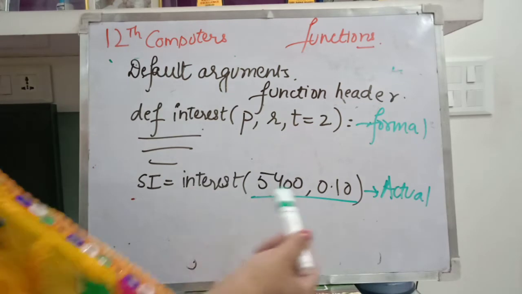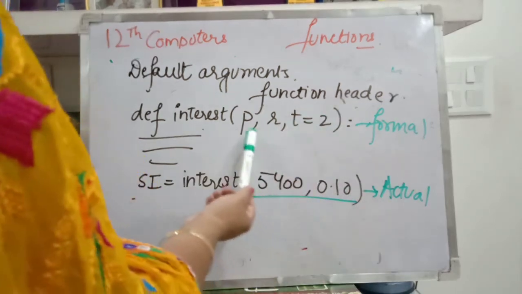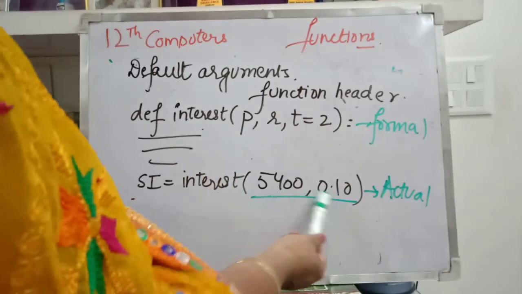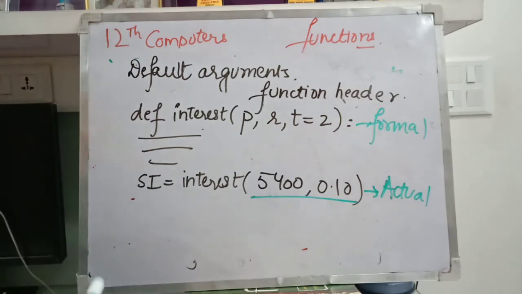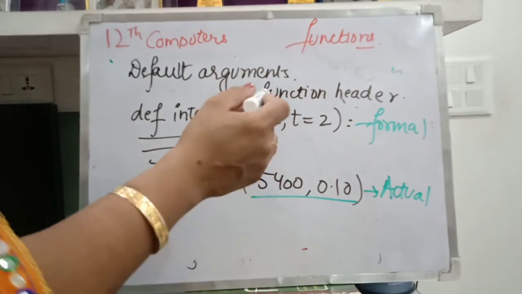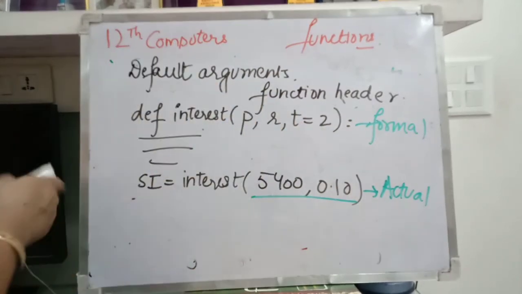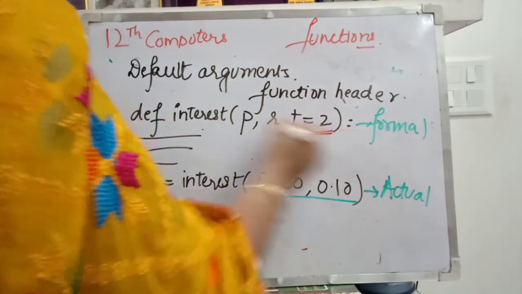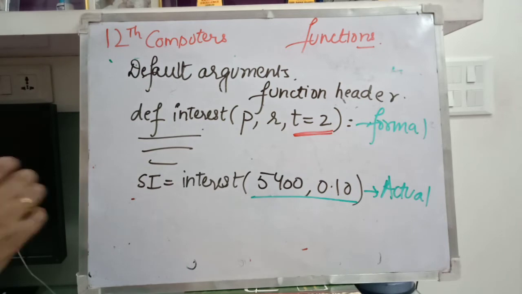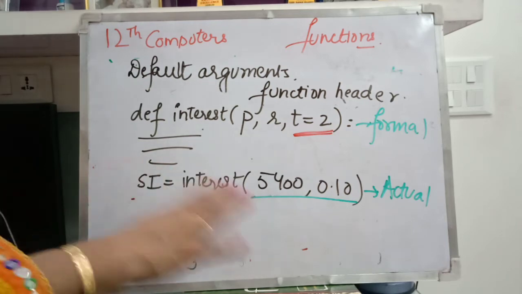In the actual arguments I skipped one of the arguments. Here count the number of arguments: 1, 2, 3, p, r, t, but here I have given only 2 arguments, that is 5400 and 0.10. So now the interpreter will automatically take the third argument as 2 because I have defined that argument as t is equal to 2. So this is known as a default argument. The parameter having a default value in the function header becomes optional, but you have to see this thing, that when no argument is missing.